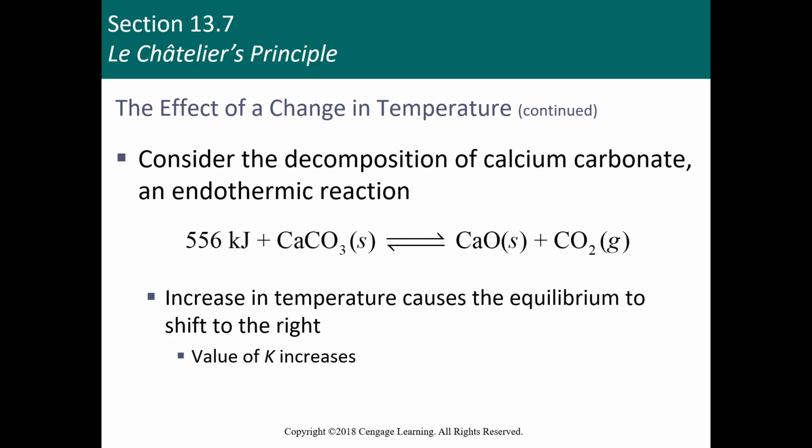So let's consider the decomposition of calcium carbonate. This is an endothermic reaction. As you increase the temperature, you're going to cause this equilibrium to shift to the right, because again, your endothermic reaction has energy as a reactant. So increasing the temperature is going to push it towards products, or shift right. Your value of K will increase. If we were to reduce energy, what's going to happen? It would shift towards the left, away from products.